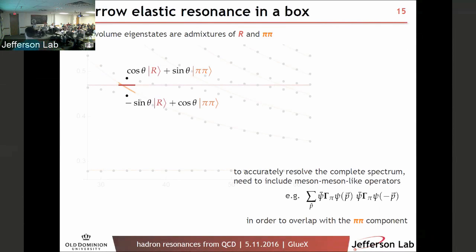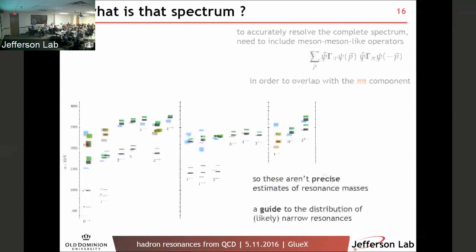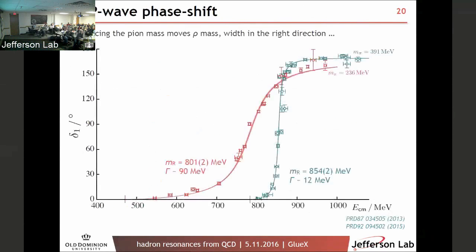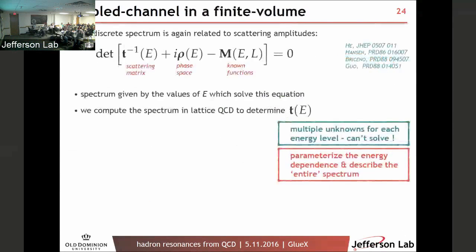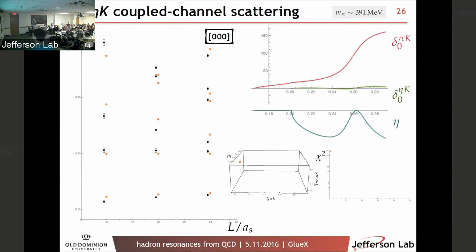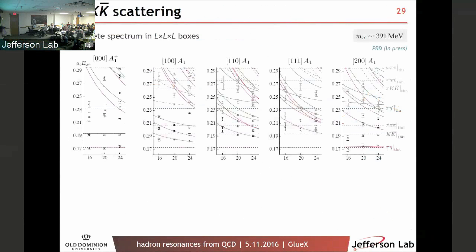Okay, so this was a cartoon, right? But for example in the pi eta case, let's go to that finite volume spectrum. What operators did I include when I was extracting these spectra?